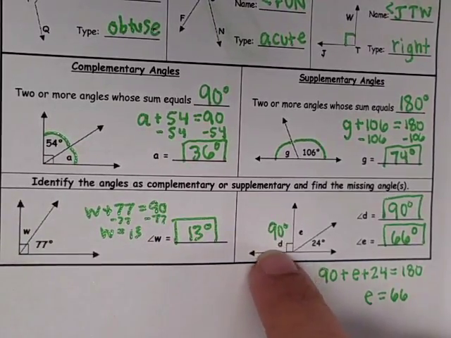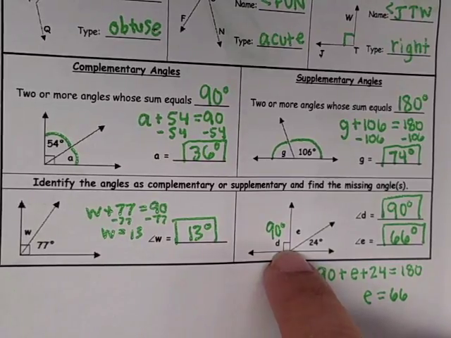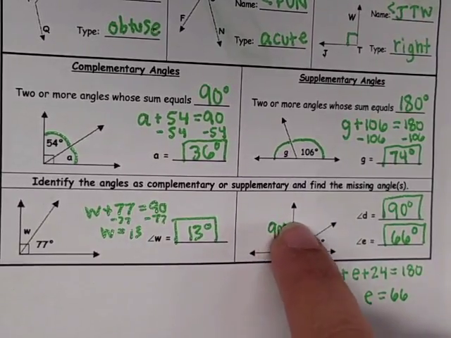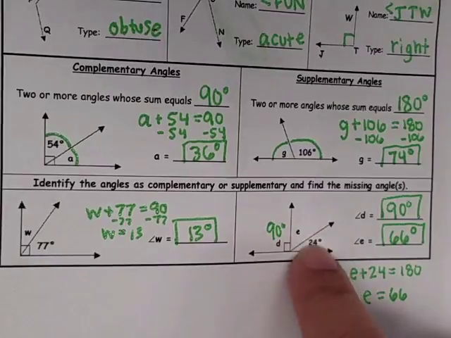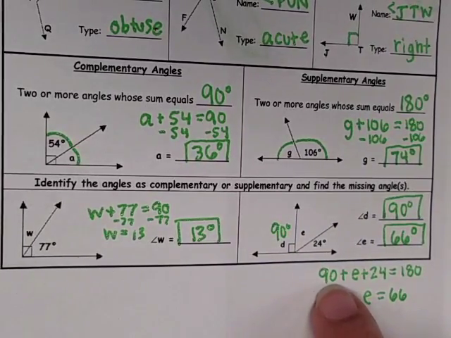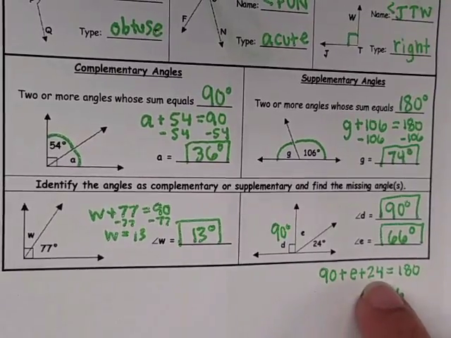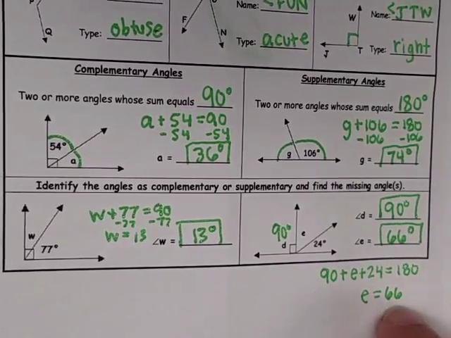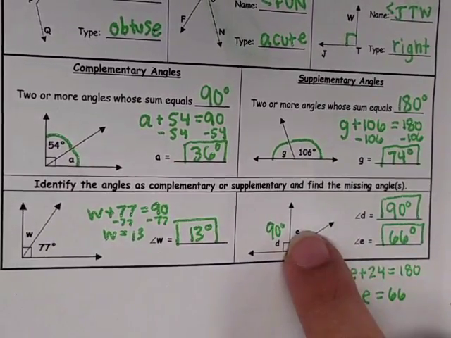Here I found that D was 90 because of the symbol here. And then I said 90 plus E plus 24 gives me 180 degrees. And then I added 90 and 24, subtracted from 180 and got 66. So E is 66.